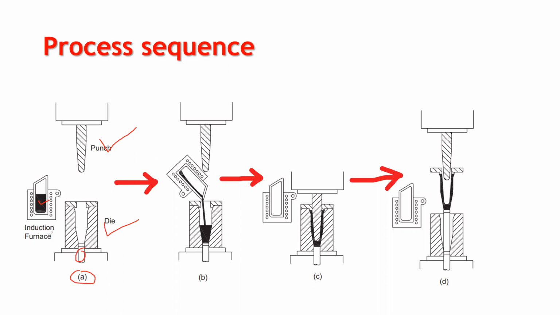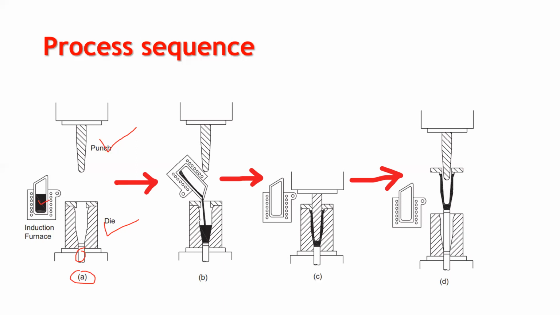In the first step, the die and punch are separated, and the molten metal is kept in the induction furnace. In the second step, the molten metal held in the induction furnace is poured into the die cavity. How much molten metal will be poured? It is a predefined quantity, kept in the furnace. Once the lubrication and preparation are completed, the molten metal is poured into the die cavity.